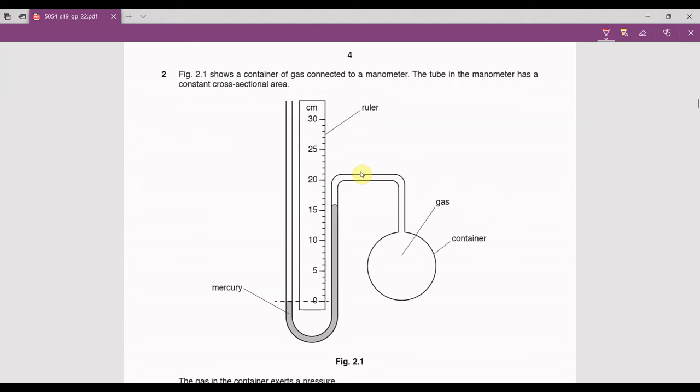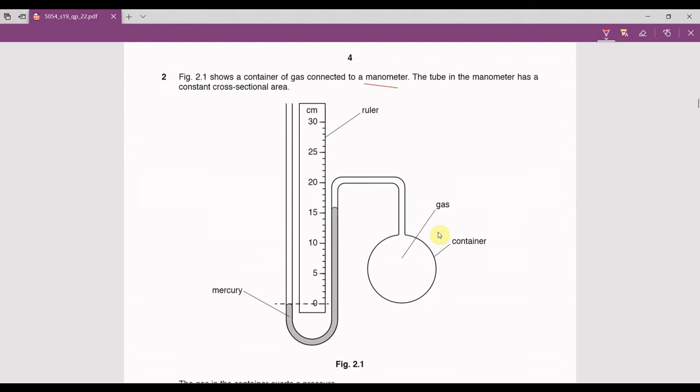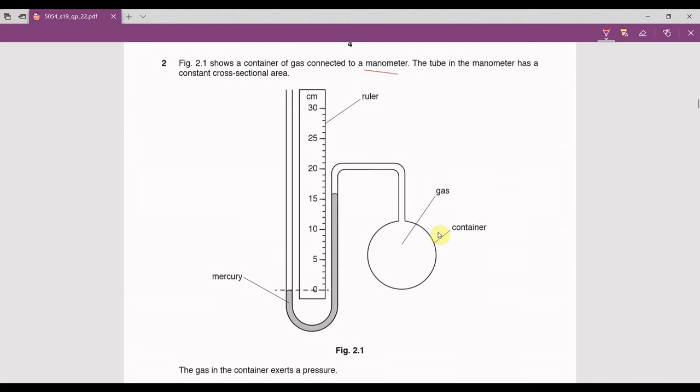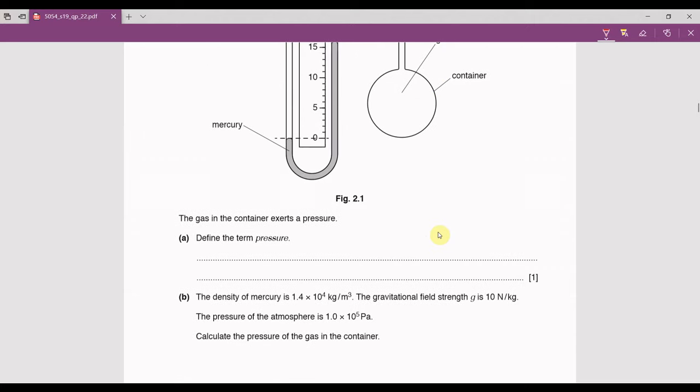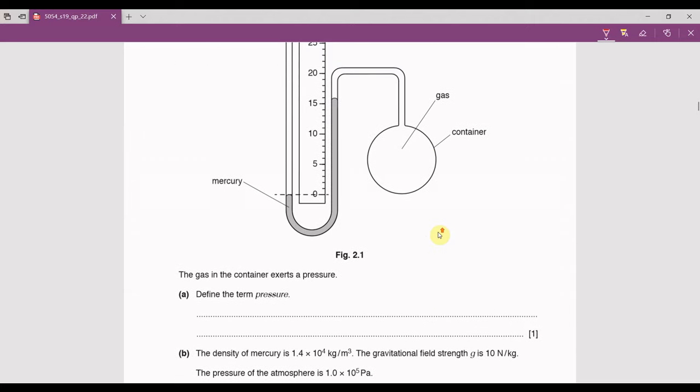Okay, so on to question number 2. Here we have a manometer, and as you know, the manometer tells you the difference in pressure on the two sides of the meter rule. So we have a U-tube. On one side we have a container of gas which is connected to it, and the other side is exposed to the atmosphere. So the gas contained in the container exerts a pressure.